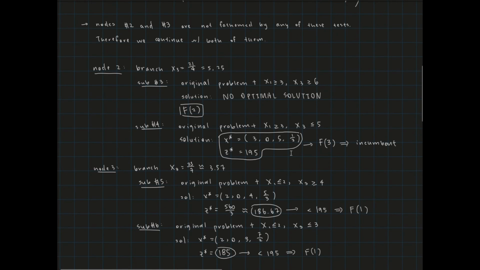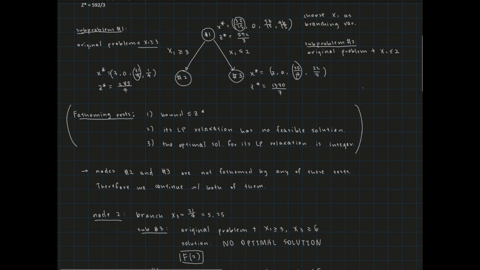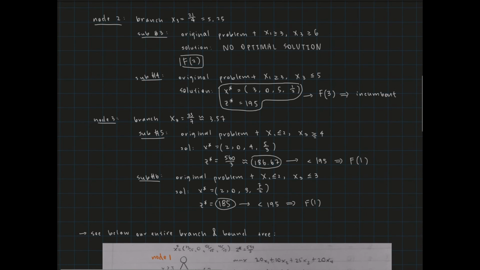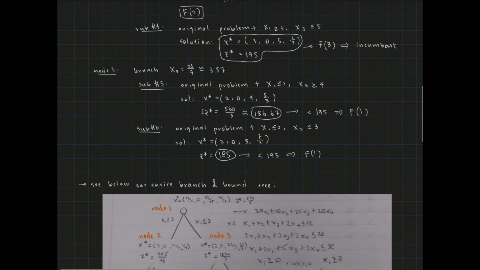6. Now for node 3, I'm also going to pick x3 as a branch variable, which right now is 3.57. So I'm going to branch that into greater than or equal to 4 and less than or equal to 3. And again, we have to remember to carry over our original problem and any additional prior constraints. We find the solution for subproblem number 5 and subproblem number 6.